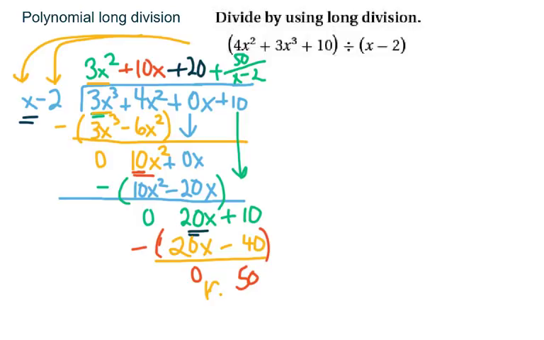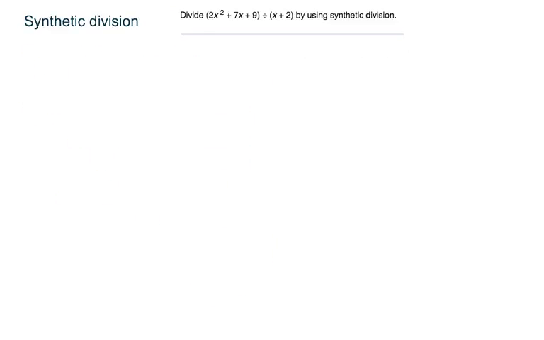Watch this example over a few times if you need to really understand it. There's examples in your book as well. I chose some different ones than examples in your book. Let's go on to synthetic division. Synthetic division is another way of dividing a polynomial by a binomial.